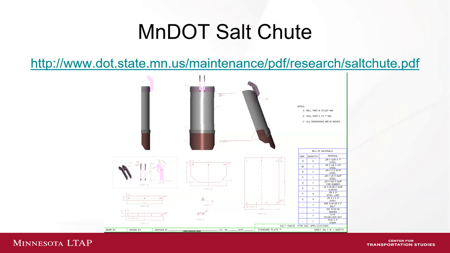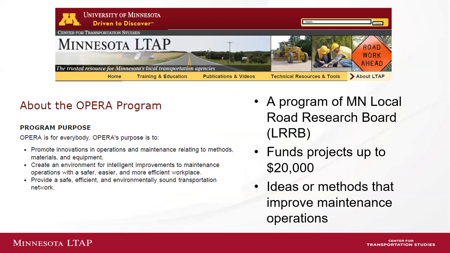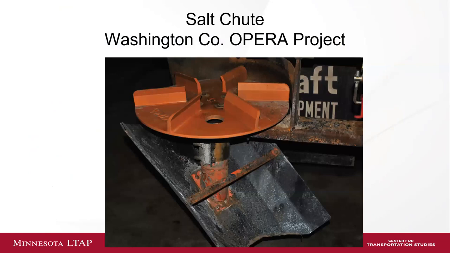Okay. The OPERA program, I think most of you have probably heard about this, provides a lot of funding, up to $20,000 for a project. And it has to be new ideas or methods that are going to improve your maintenance operations. And for OPERA, it doesn't have to be winter maintenance. It can be any time of year. And this was just a winter-related OPERA project that Washington County did a few years ago.